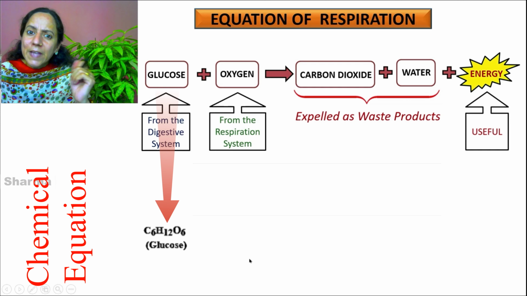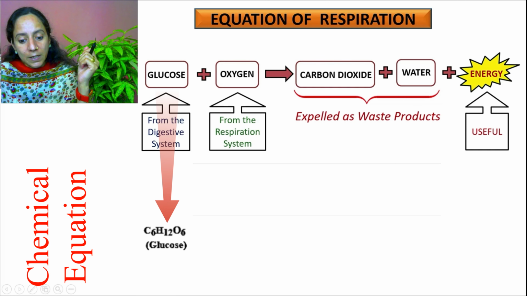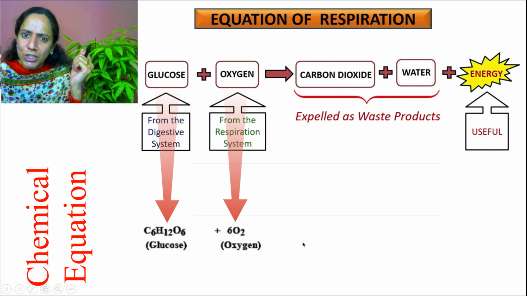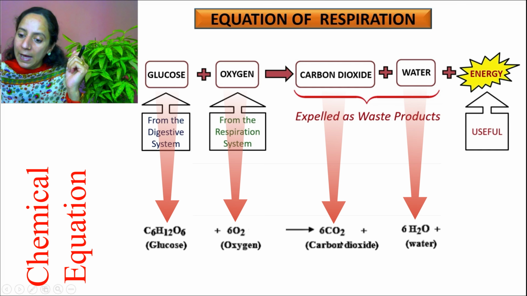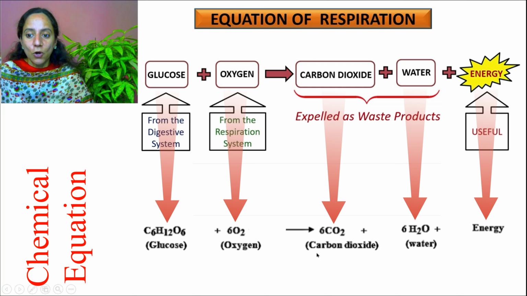So glucose, its chemical formula is C6H12O6. When it combines with oxygen, that is O2, its oxidation takes place and it leads to the production of carbon dioxide, water and release of energy. So this is the chemical equation of respiration. So this was about our first objective, respiration.